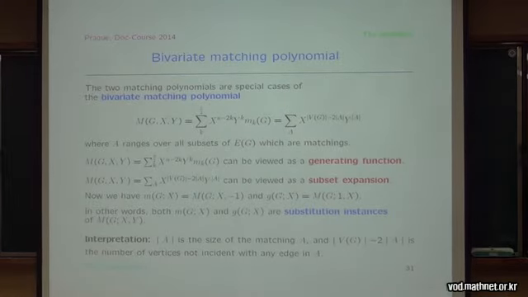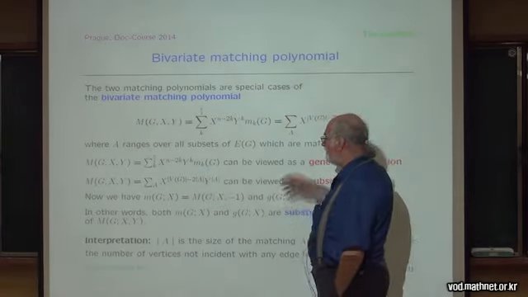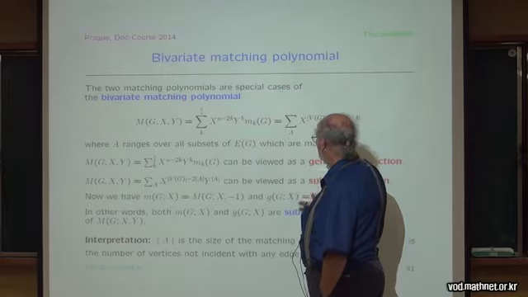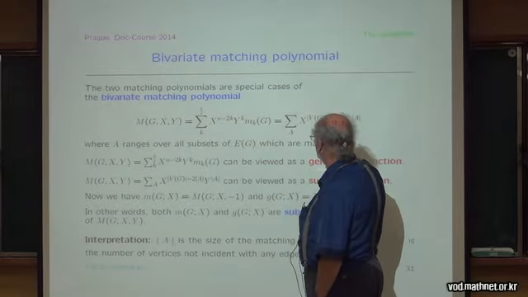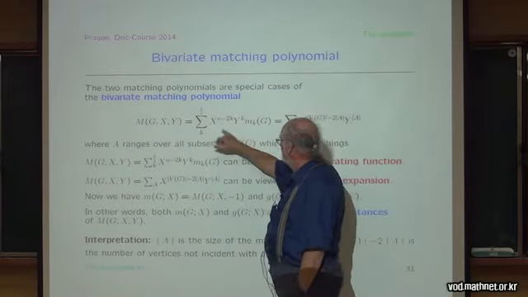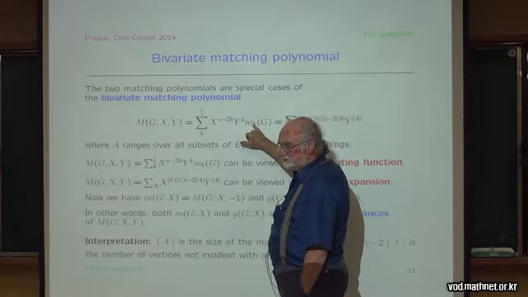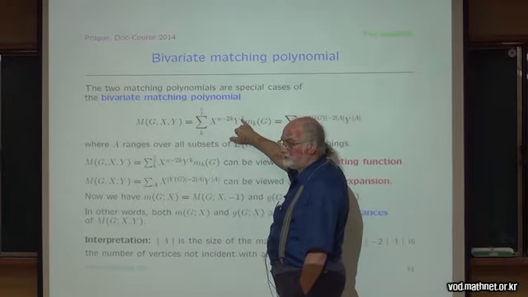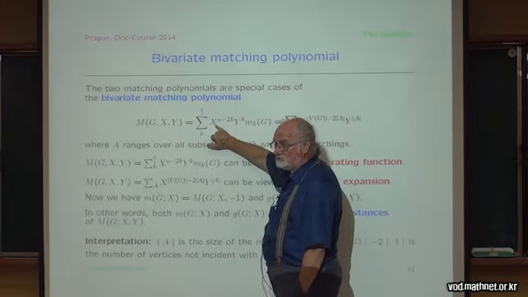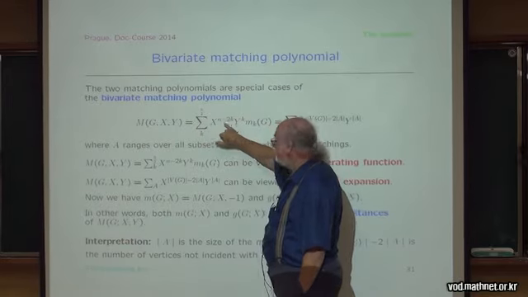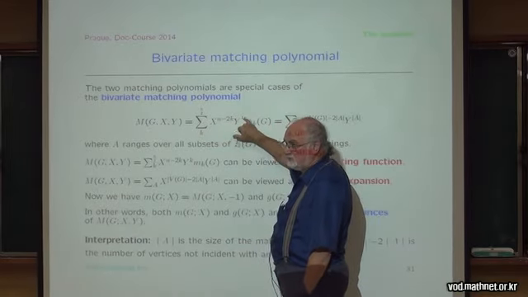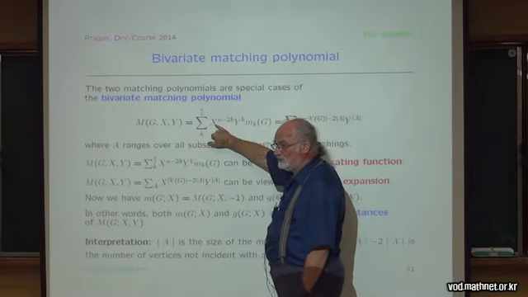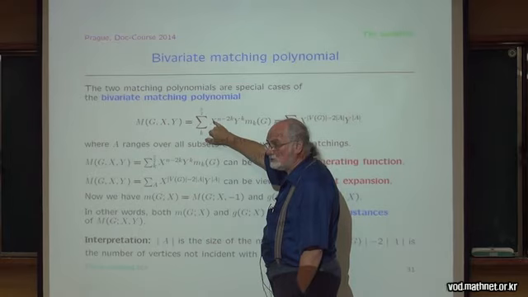Now, in the original paper, they actually looked at the bivariate version of the matching polynomial. It was written like this: the sum of the number of matchings of size k times y to the power k times x to the power n minus 2k. So k is the number of edges used in the matching, and n minus 2k is the number of vertices not used in the matching.